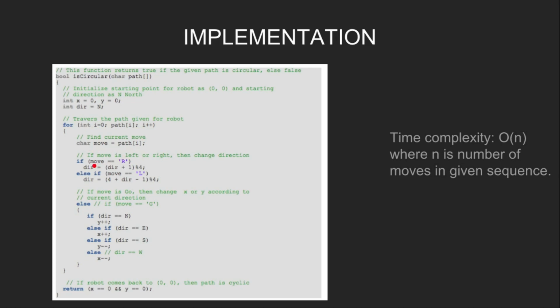If the move is left or right, then change the direction. If move is R, direction equals (direction plus 1) percent 4. Else, if move is L, direction equals (4 plus direction minus 1) percent 4. If the move is G, then change X or Y according to the current direction.